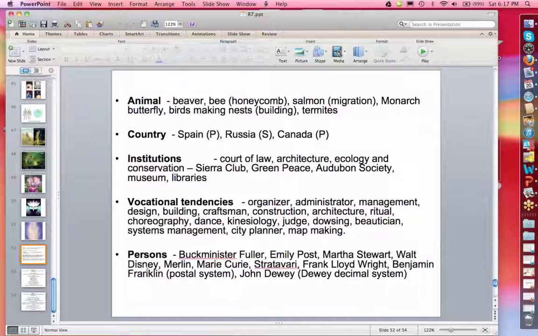You have Walt Disney here because he brought magic, right? He brought magic for children. Marie Curie, she worked with radium, which is a seventh ray product. She worked with the mineral kingdom. You have some people like Benjamin Franklin, who gave us the postal system, or the decimal system by John Dewey, Frank Lloyd Wright. Emily Post was the person I was thinking of before, and so on.